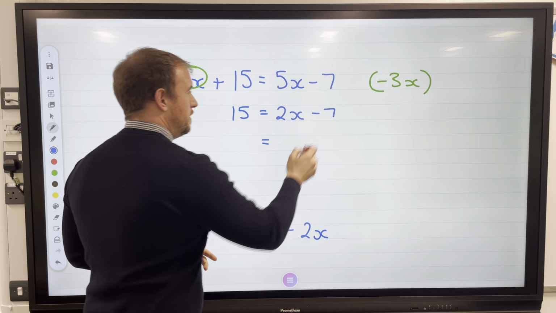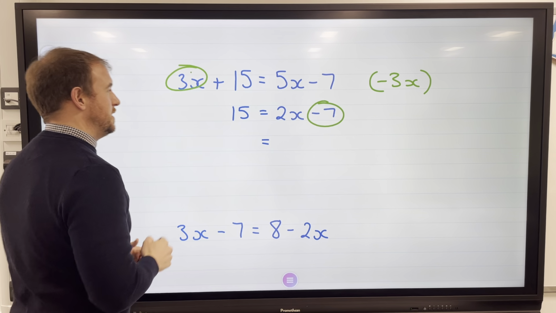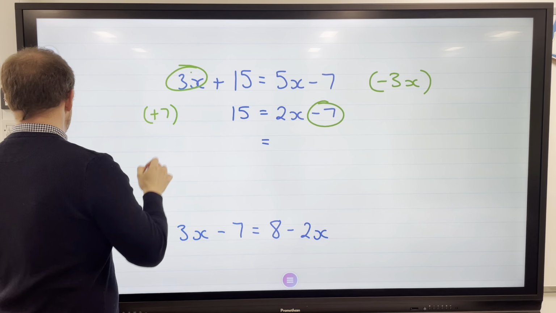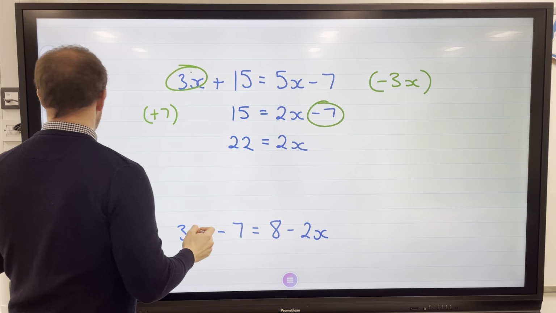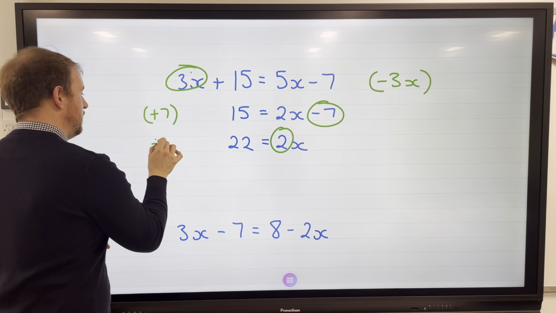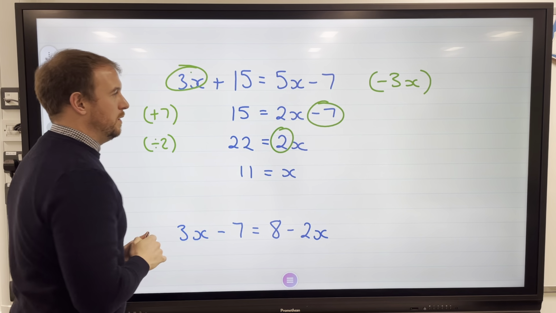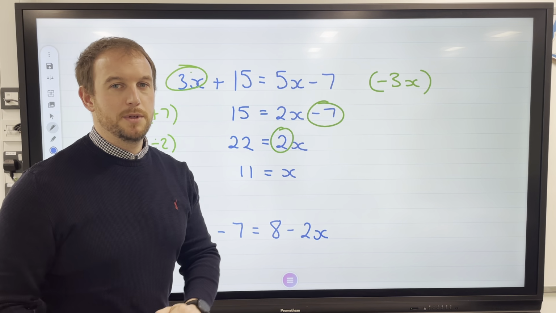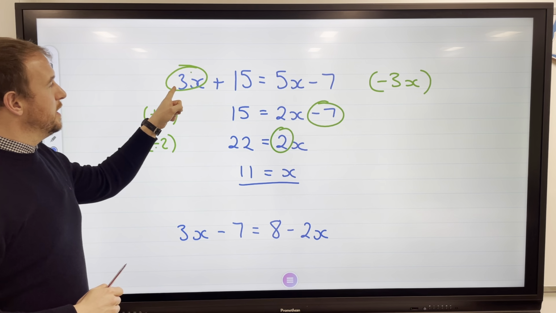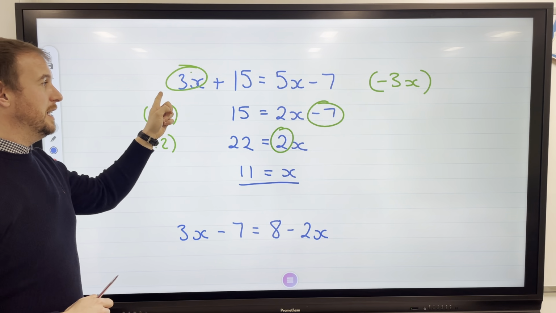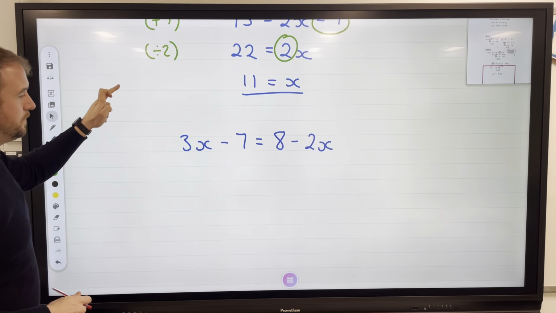We want the x by itself, so we need to eliminate, choose my different colour pen, eliminate the -7 by adding 7. 15 add 7 is 22, 2x here. Eliminate the 2 by dividing by 2. So 11 equals x, or x equals 11. It means the same thing because, again, they're equal. So if the smallest unknown is on the left-hand side, it doesn't matter. Remember, still subtract it from the biggest one.